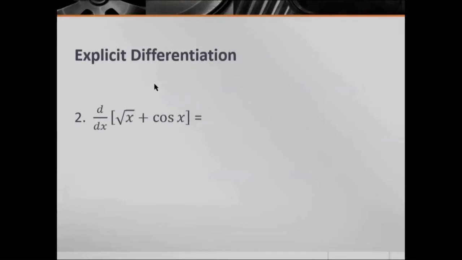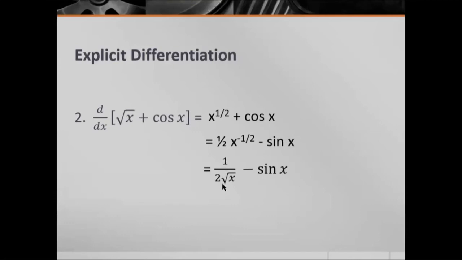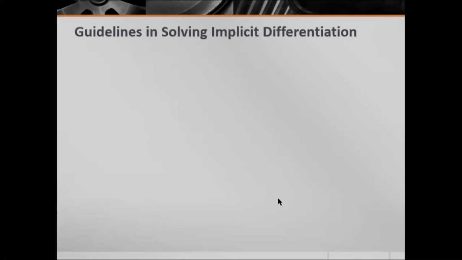Another example of explicit differentiation. So the derivative of square root of x plus cosine x with respect to x. So we have, let's first convert square root of x to x raised to 1/2. Then the plus cosine is still there. Then let's get the derivative of each term. For x to the 1/2 first, we have 1/2 x raised to negative 1/2. Then the derivative of cosine is negative sine. So let's rearrange this first term. So we have 1 over 2 square root of x minus sine x.